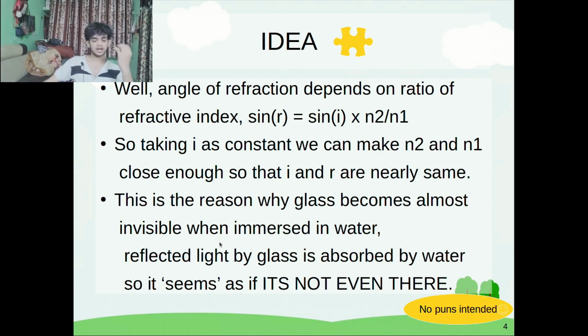that as I put a glass slab in water, we know the angle of refraction depends on the ratio of refractive index. Sin r equals sin i times n2 on n1. So what I can do is make n2 and n1 almost the same, so r would be almost equal to i, and it would feel as if there wasn't even refraction, it just passed through. And since the difference between mediums is not much, the reflected light would actually be absorbed in the outer medium itself.